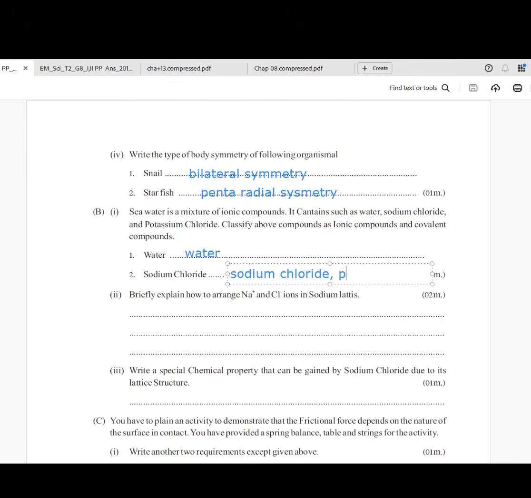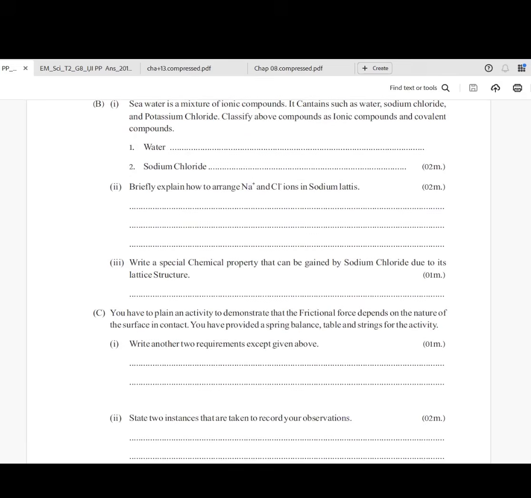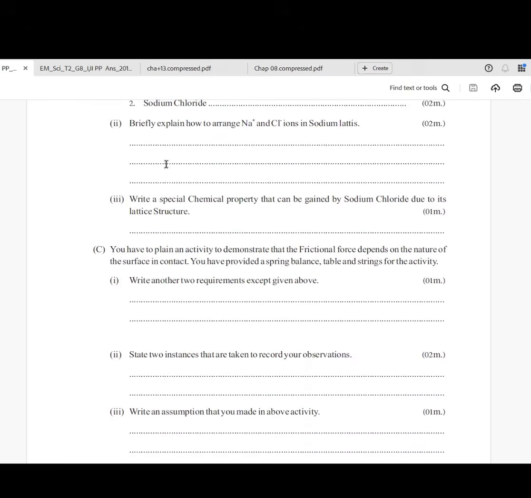and also potassium chloride, ionic. The reason is they both contain a metal and a nonmetal. Therefore, they are ionic compounds. That's how we identify whether a compound is covalent or ionic. Briefly explain how to arrange sodium plus and chloride minus ions in the sodium chloride lattice.